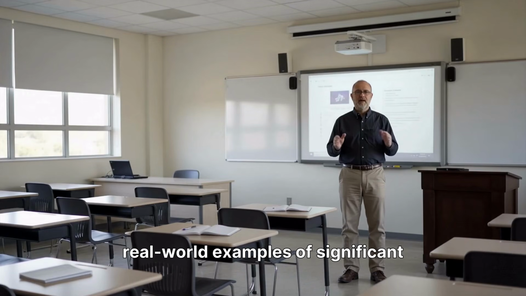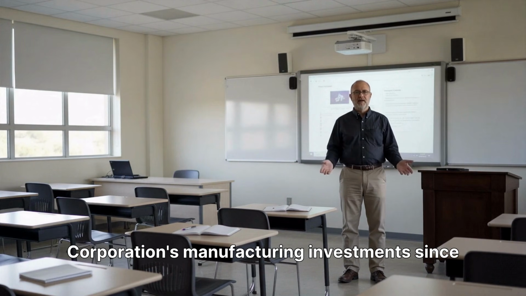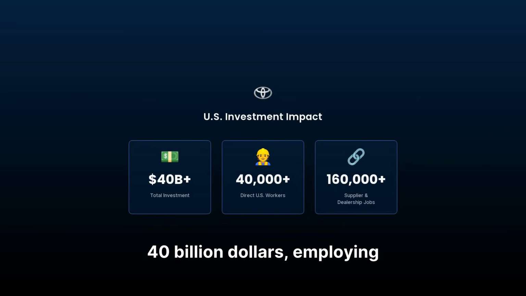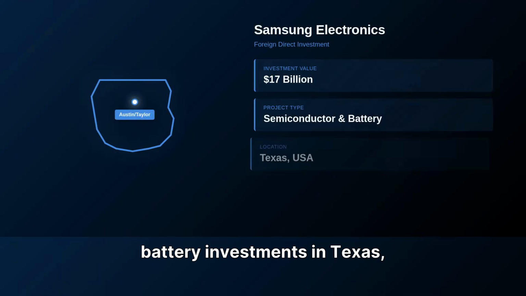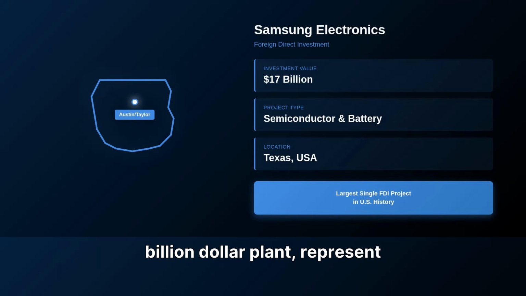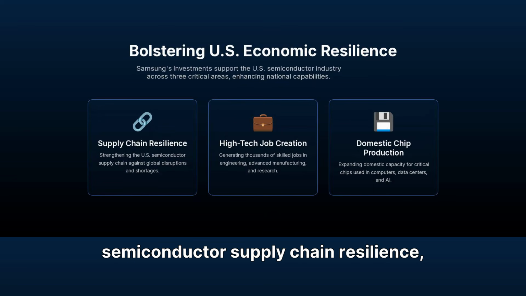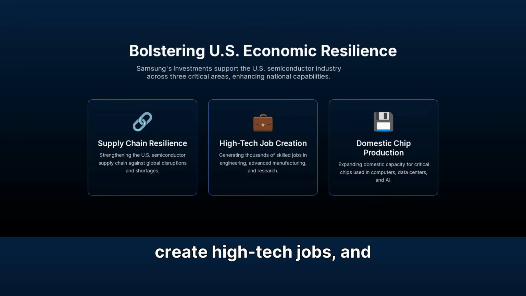Let's look at some real-world examples of significant FDI in the U.S., starting with Toyota Motor Corporation's manufacturing investments since the 1980s. Toyota has invested over $40 billion, employing more than 40,000 U.S. workers directly and supporting over 160,000 jobs through suppliers and dealerships. Samsung Electronics semiconductor and battery investments in Texas, including a new $17 billion plant, represent one of the largest single FDI projects in U.S. history. These investments support U.S. semiconductor supply chain resilience, create high-tech jobs, and expand domestic production of critical chips.